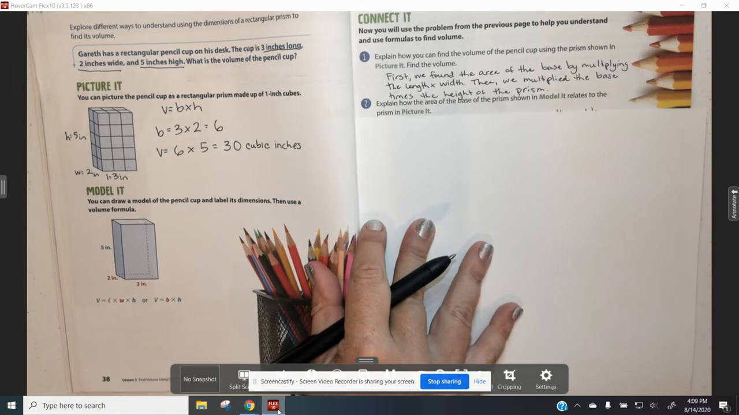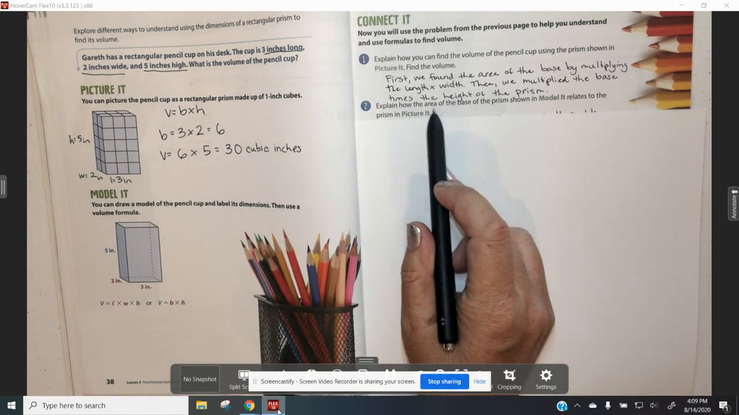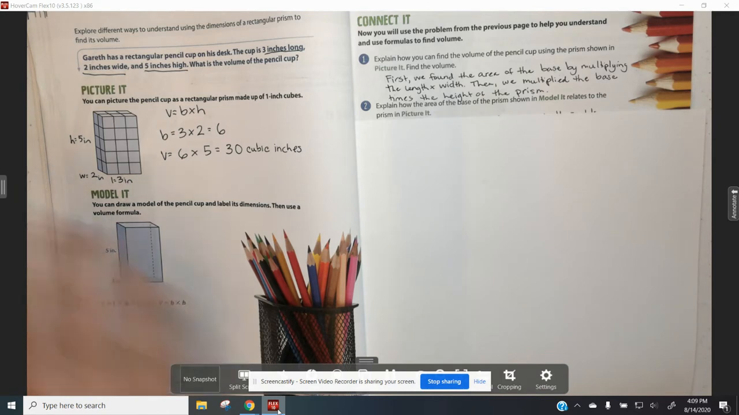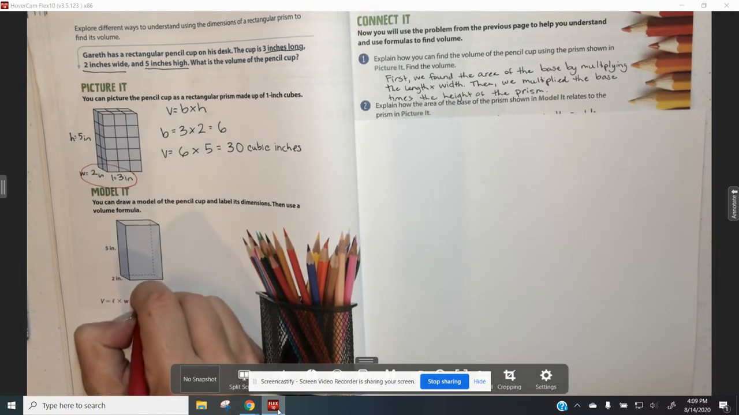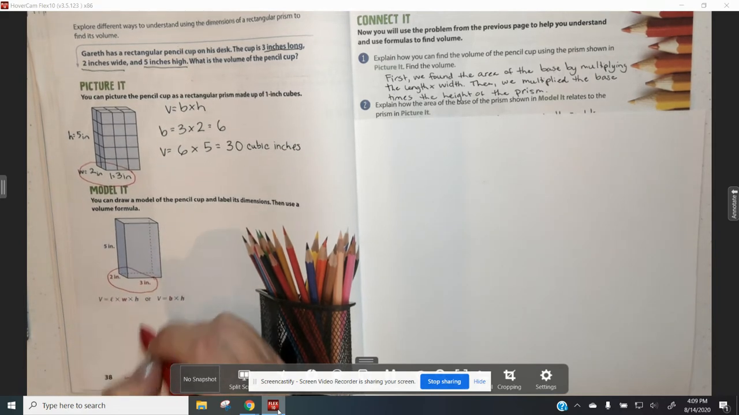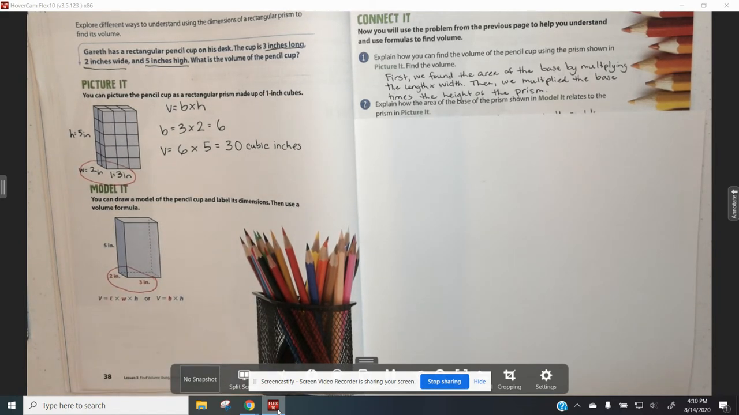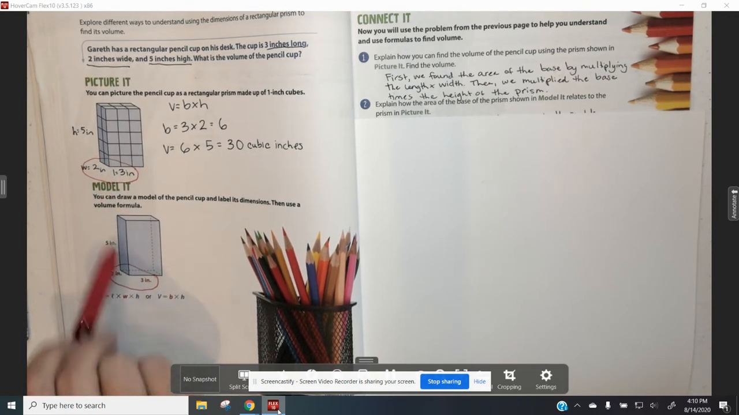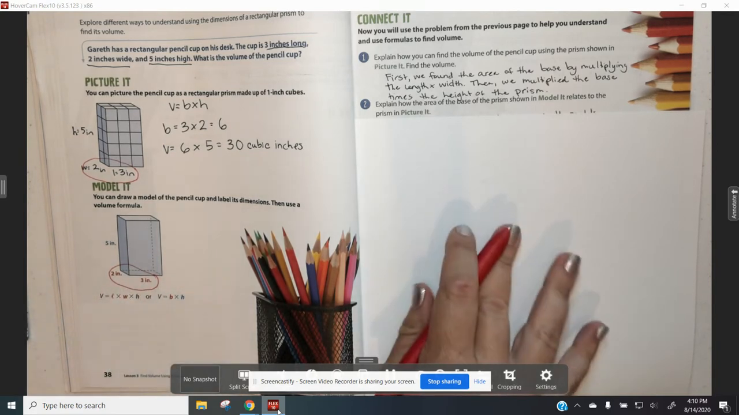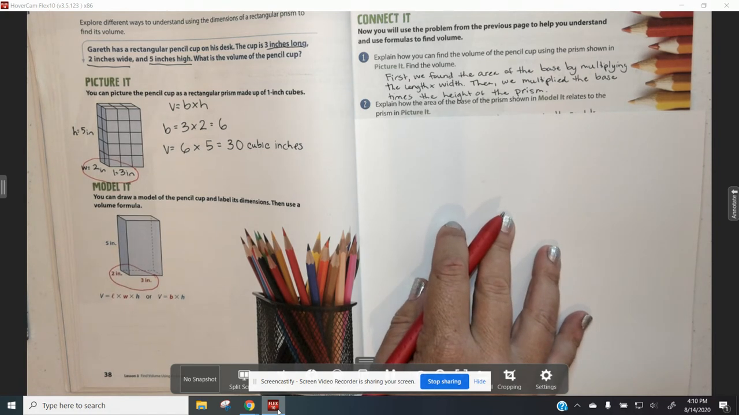Number 2 says, explain how the area of the base in Picture It and the area of the base in Model It relate to each other. Right now, go ahead and write a quick sentence on number 2 that says how they relate, how they are the same. If you haven't finished yet, you can pause it and finish writing your answer.